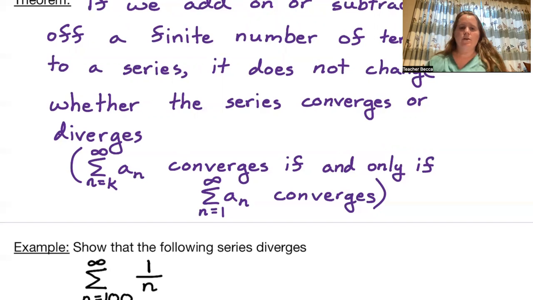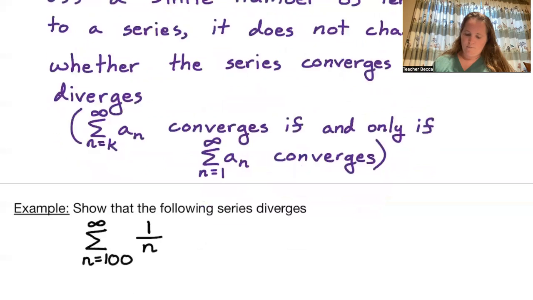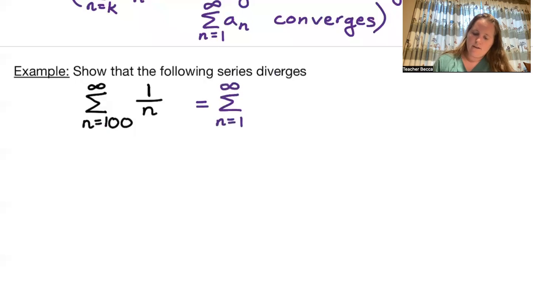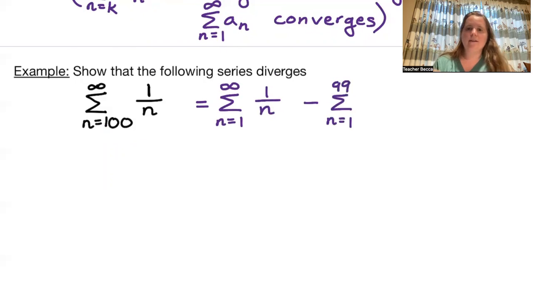So for example, if we want to show that the sum from n equals 100 to infinity of 1 over n diverges, this is just the sum from n equals 1 to infinity of 1 over n minus the sum from n equals 1 to 99, right? We're eliminating those first 99 terms of 1 over n.